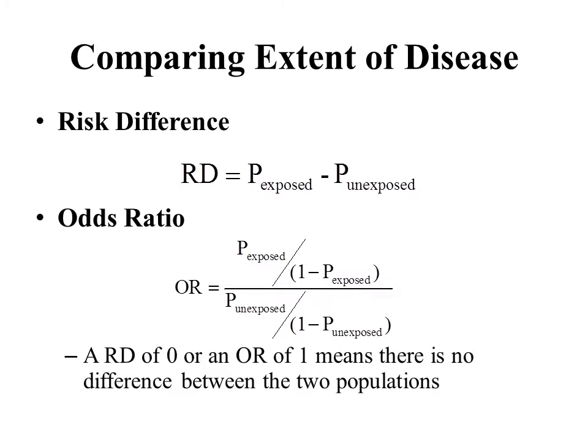Now, one important thing to remember about these is that if we have a risk difference of 0, then that means there isn't any difference between these two prevalences. So that means there's no difference between these two populations. Likewise, if we have an odds ratio of 1, that means that this numerator is the same as this denominator, and so that means that there's really no difference between these two populations of exposed and unexposed. So if we get a risk difference of 0 or close to 0, or an odds ratio of 1 or close to 1, that means that there's no difference between the two populations.